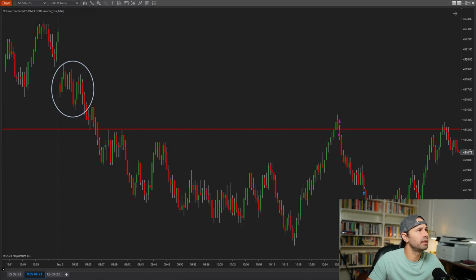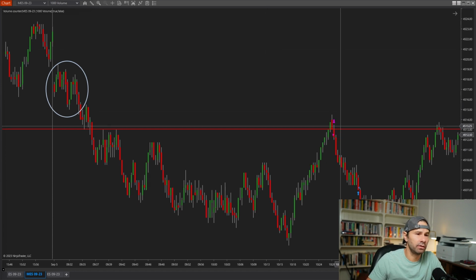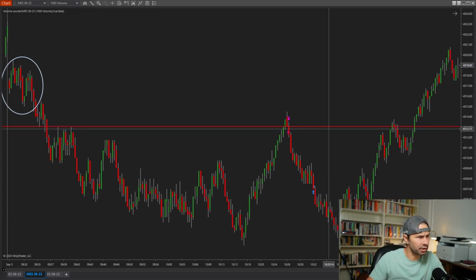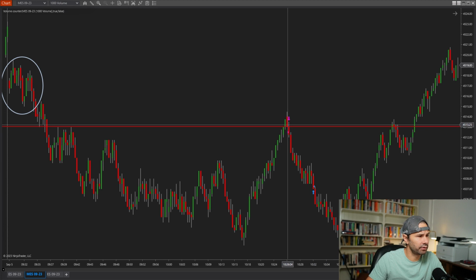So let me get rid of this, and then I waited for the prices to come back to this area. And when prices come back to this area is when, if you will, the magic happens, right? This has been the game changer for me, and I'll show you what triggered this entry.